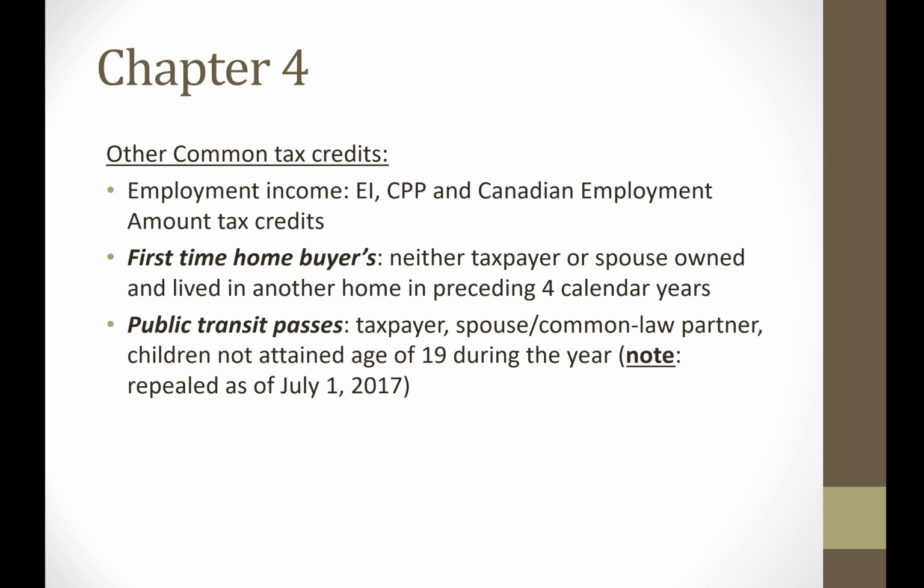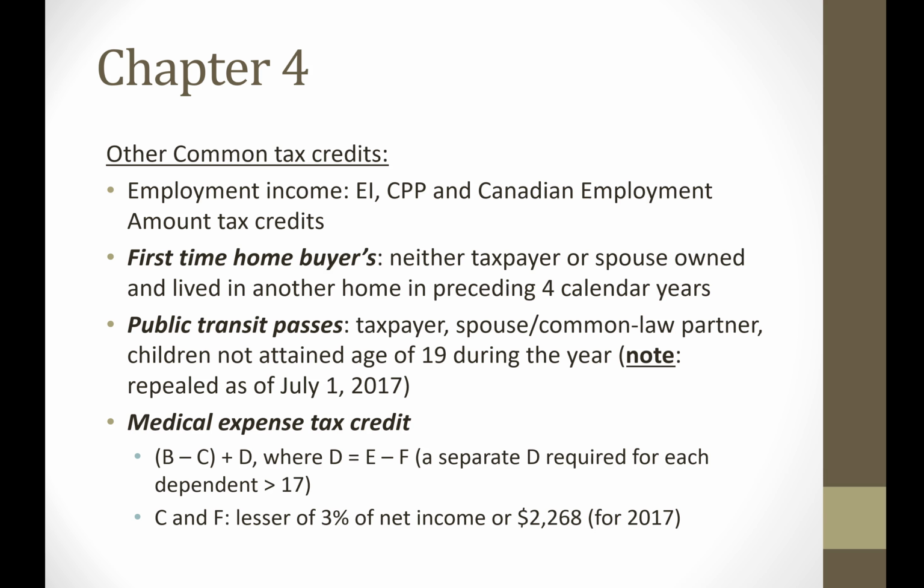Public transit passes. Now with public transit passes, this is only available up until June 30th, 2017. On July 1st, 2017, this amount is repealed and is no longer available, but it would be available up until that point to the taxpayer, spouse, common law partner, and any kids who have not yet attained the age of 19 in that year. So this would not apply then if a taxpayer pays for transit passes for their, let's say, in-laws or their parents. It would only apply to the taxpayer, spouse, common law partner, and kids that are not yet 19.